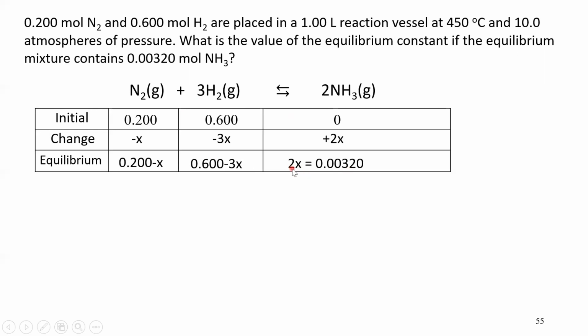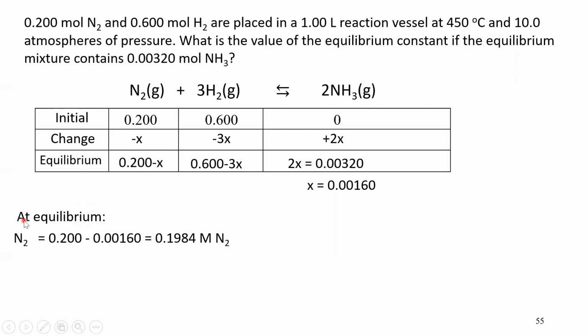Now, what can we do with that? Well, if 2X equals 0.00320, that means X equals 0.00160. And if we know X, we can figure out the equilibrium concentration of nitrogen, 0.200 minus X, and the equilibrium concentration of hydrogen, 0.600 minus 3X. And once we calculate the equilibrium values for everything, we can write a K expression and calculate K, our equilibrium constant.